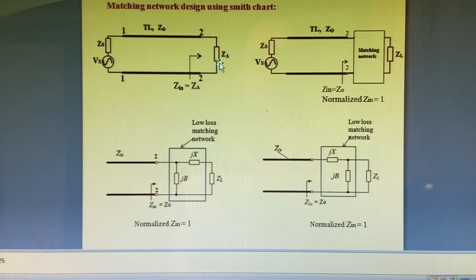For example, if ZA is not matched with the Z0, we are introducing a matching network at this position. As shown in this figure, assume this ZA is matched with the Z0, and also assume this Z0 is a real value. So now the matching network we are introducing next to the load impedance ZL. By introducing this matching network, we should bring the input impedance between these two terminals equal to the Z0, or normalized impedance Zin must be equal to 1.